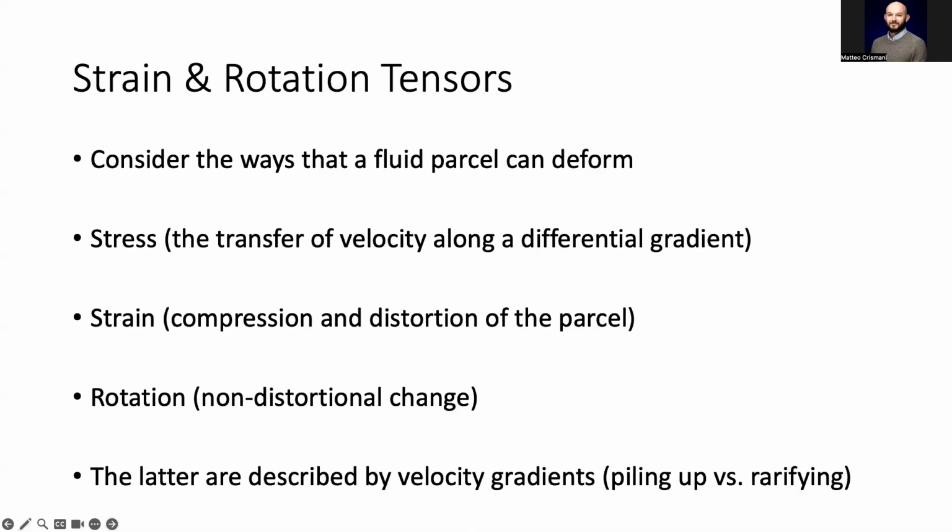Okay, so here's the definition of each. Stress. This is the transfer of velocity along a differential gradient. What does that mean? Whatever was causing the stress, that velocity moves from that to the gradient fluid. Say that again. So what was causing the stress causes the velocity of the fluid to change.